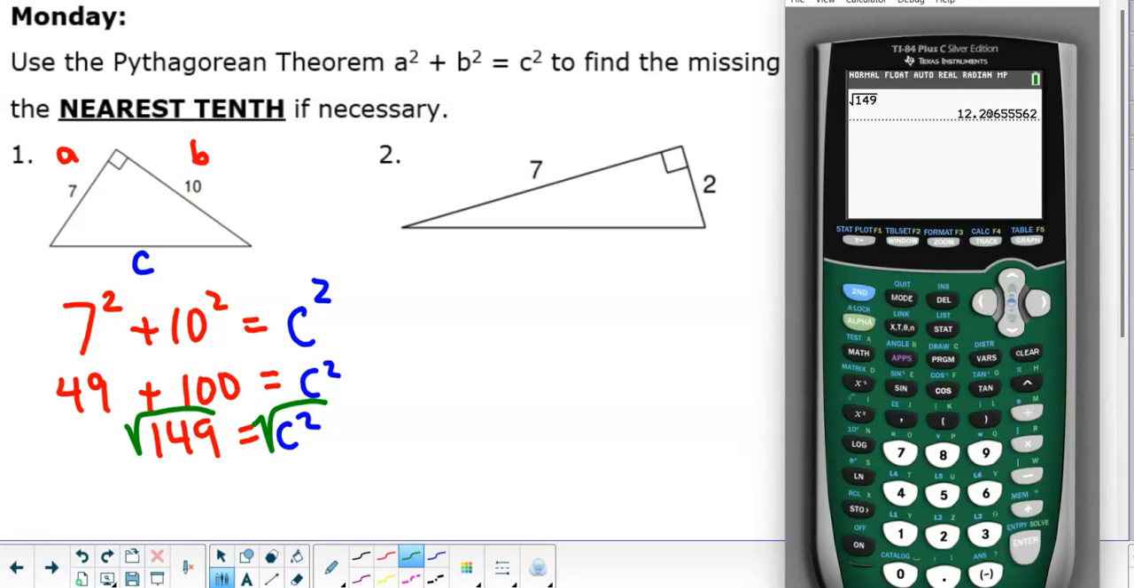The number next to it tells you what to do. The number next to it is a 0, which is not high enough to round us up. So the answer is going to be 12.2.